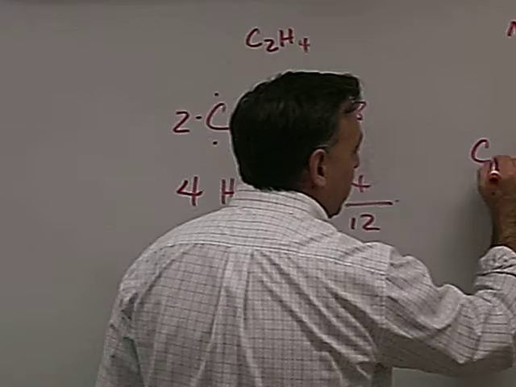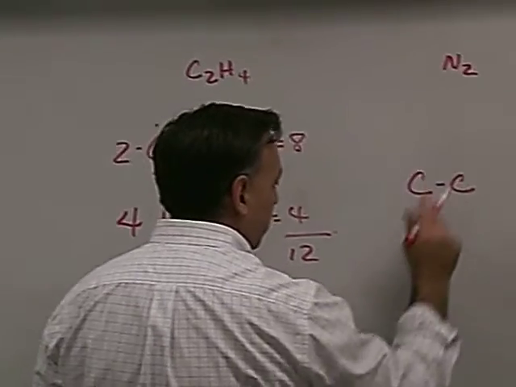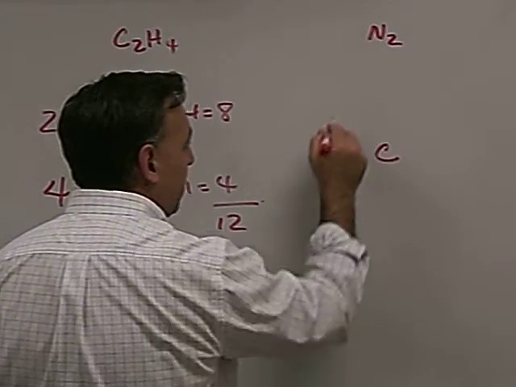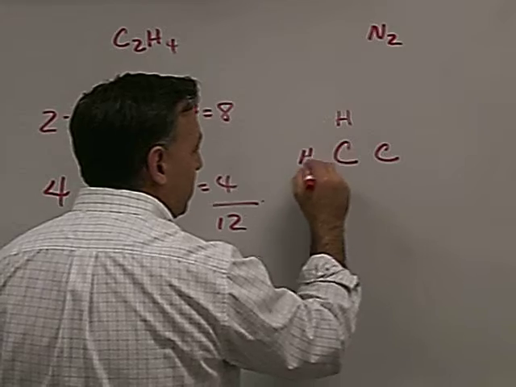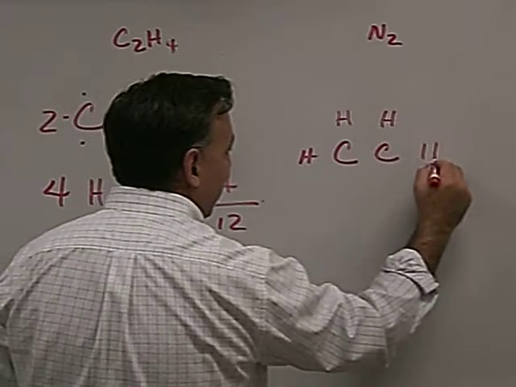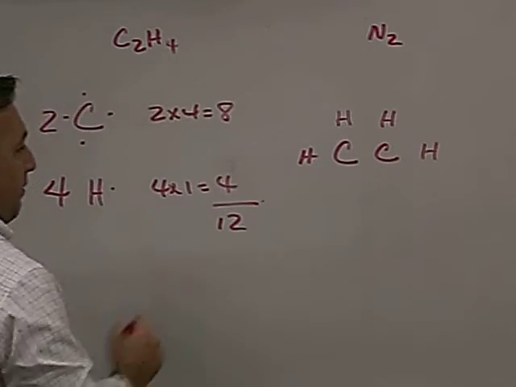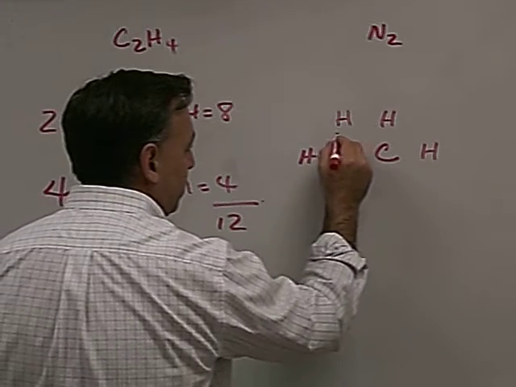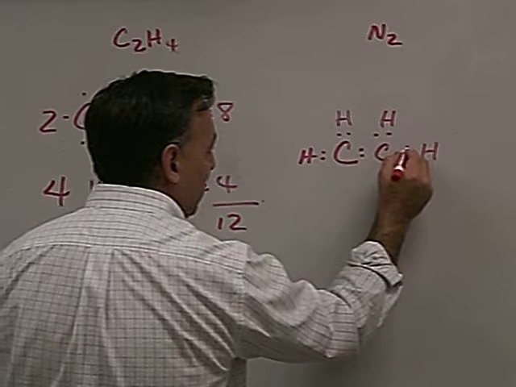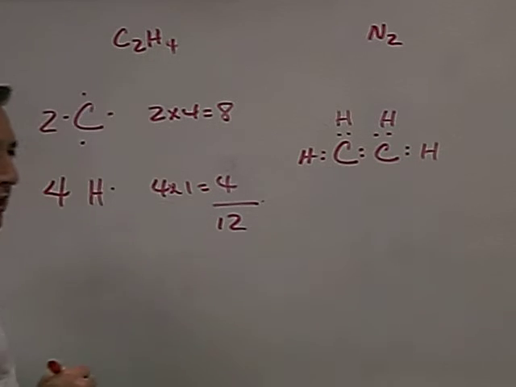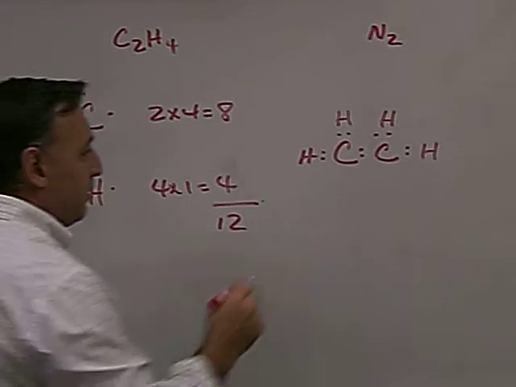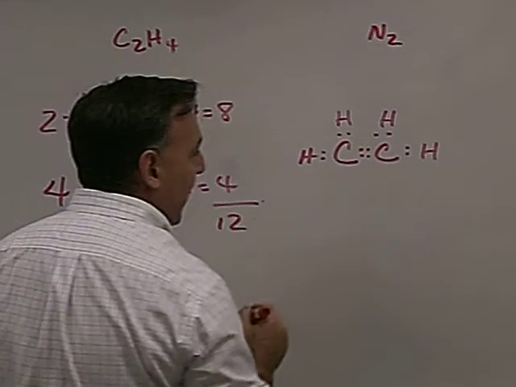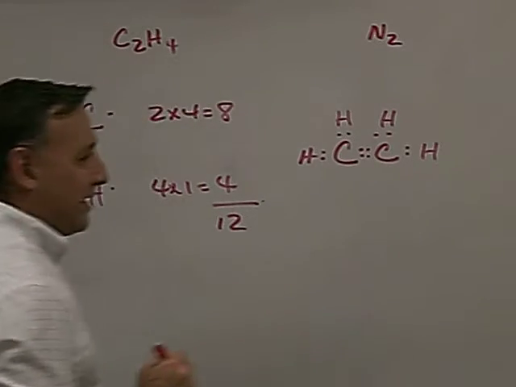I have carbons in the middle. I'll put a carbon right there and a carbon there. I'll put a hydrogen here, a hydrogen here, a hydrogen here, and a hydrogen right there. Now I'm going to put enough of the 12 just to connect the structure. 1, 2, 3, 4, 5, 6, 7, 8, 9, 10. I'm going to have to put an additional 2 electrons somewhere. I'm going to put them between these 2 atoms of carbon to create a double bond.